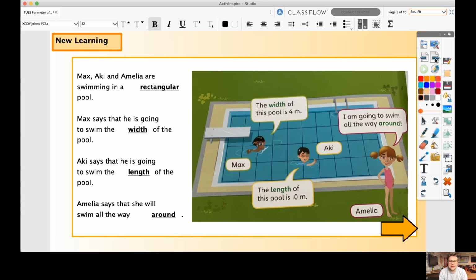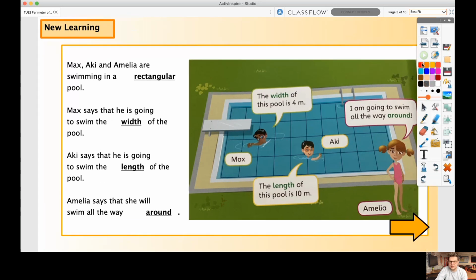Max, Aki, and Amelia are swimming in a rectangular pool. Okay, so just here we can see that this pool in the picture is rectangular. Max says that he's going to swim the width of the pool. Aki says that he's going to swim the length of the pool. Amelia said that she's going to swim all the way around.